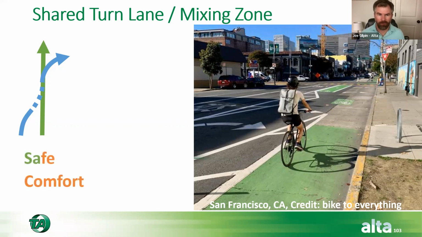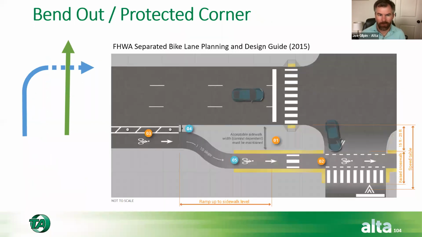So I would say that the comfort level is up here, probably has about the same level of comfort. In terms of safety, maybe a little bit improved from what we talked about before. And so this is a way to change things a little bit for the better. But again, is this the best that we can do if we have this amount of space to go forward with? So what we're seeing now also is the bend out protected corner.